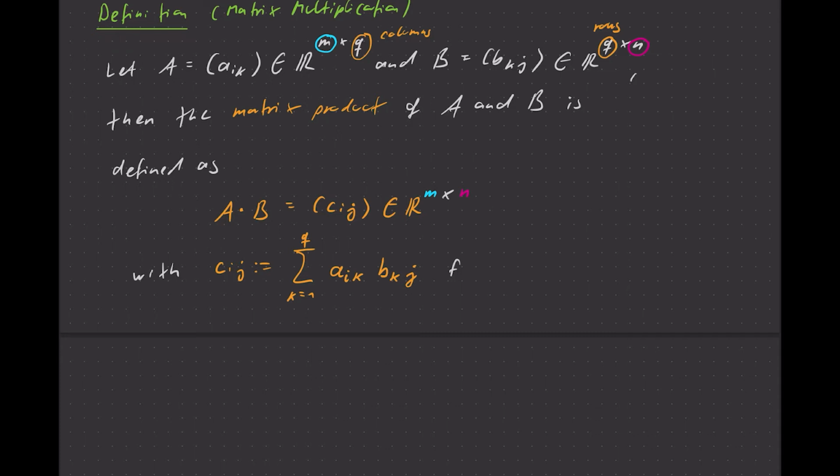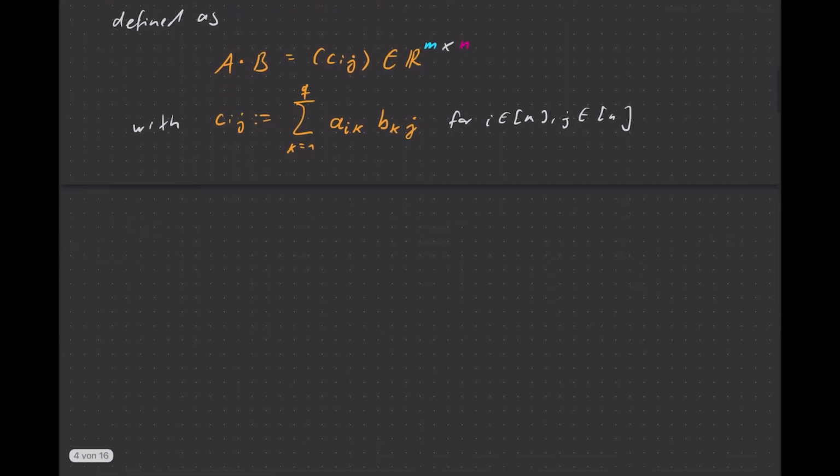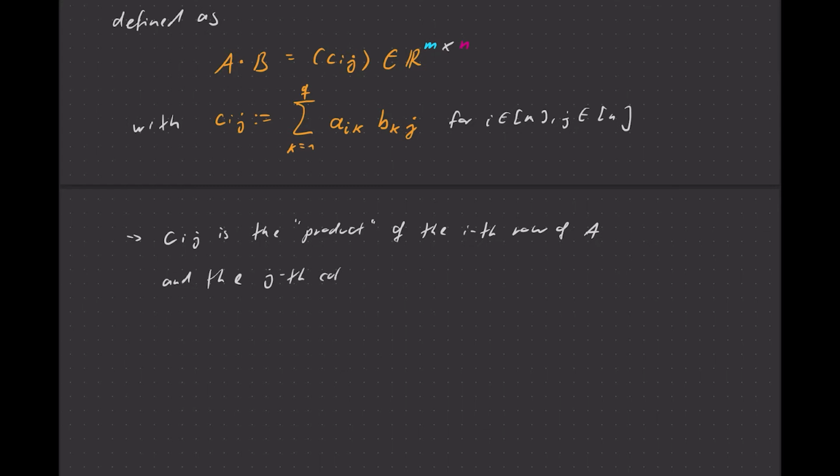And of course, we'll have to do this for all i and all j. So this is for i in M, j in N. So basically, what happens here is C_ij is the product, so to speak, of the ith row of A and the jth column of B. So this is basically a matrix vector multiplication for each column of B separately.